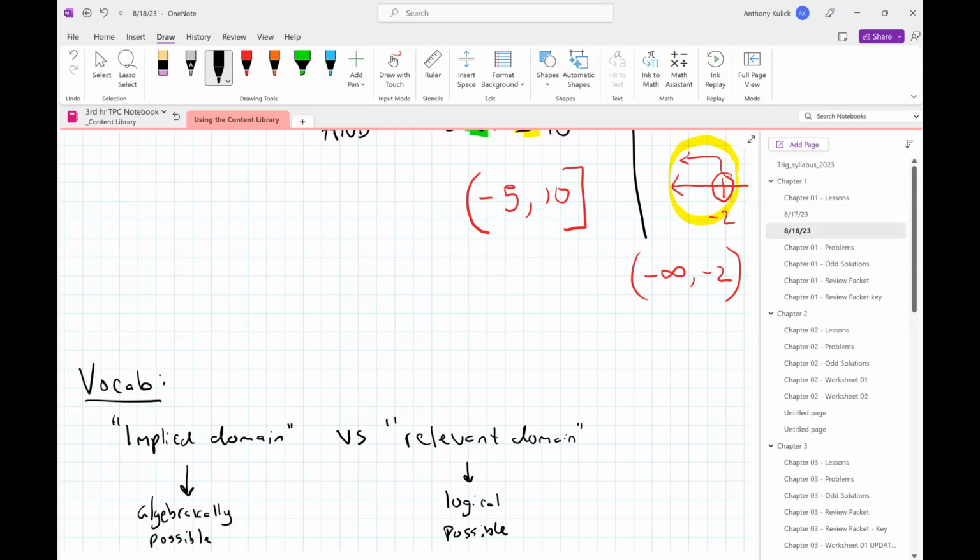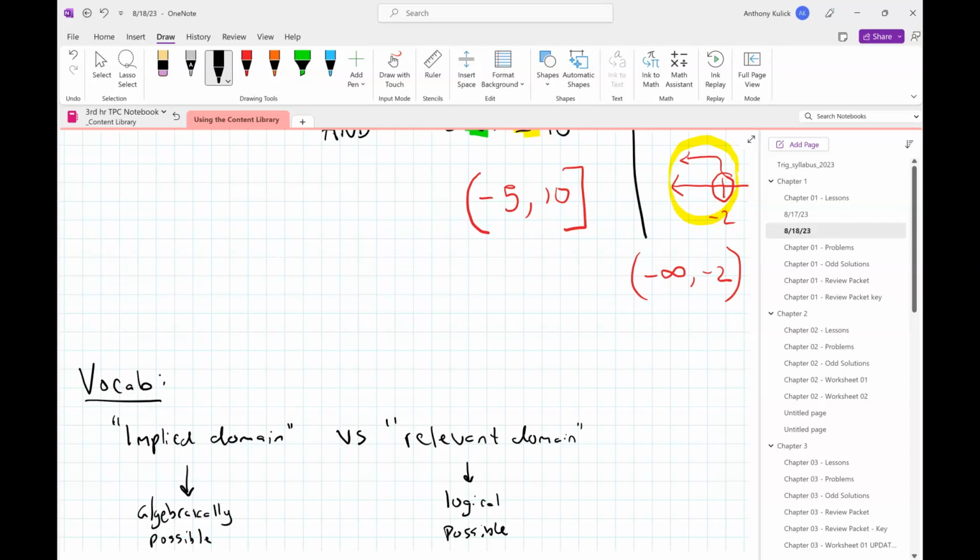The relevant domain is going to also take into account context. So if my function is taking the height of an individual and outputting weight, the relevant domain has to be positive values because nobody can have a negative height. Even though the equation might be fine to plug negative numbers into, it doesn't make any sense in the context of the problem to plug a negative number into this.